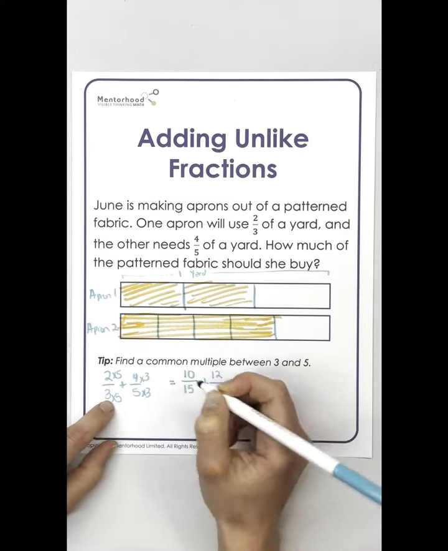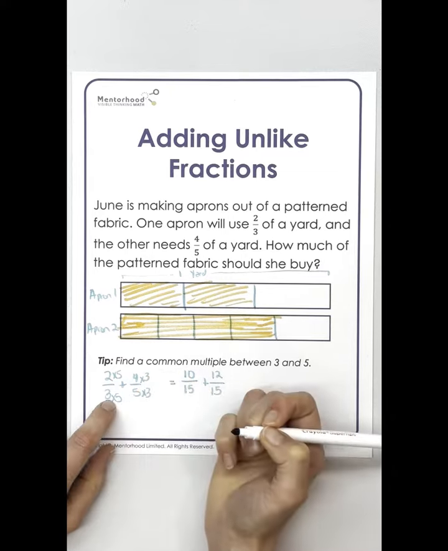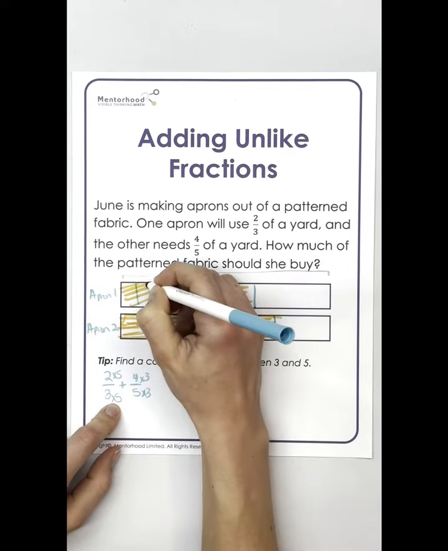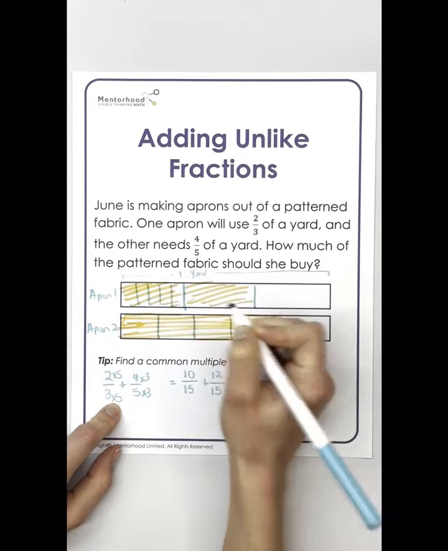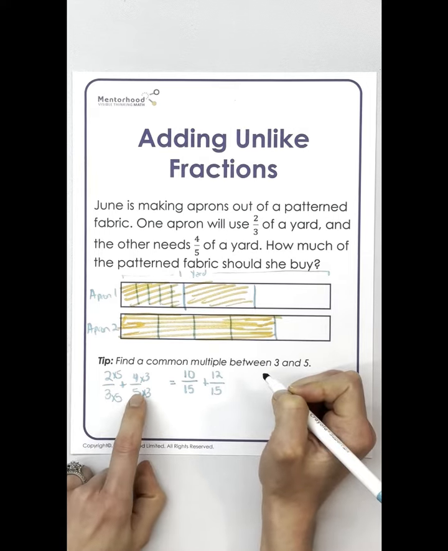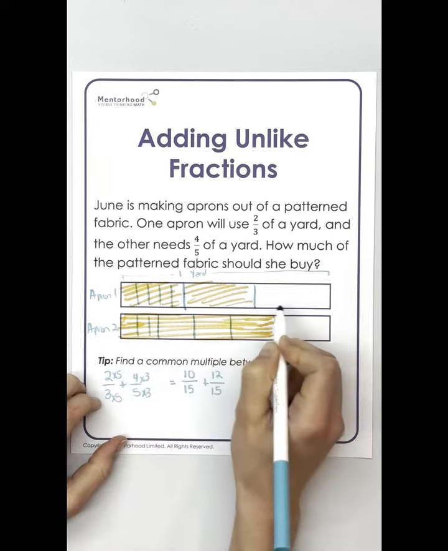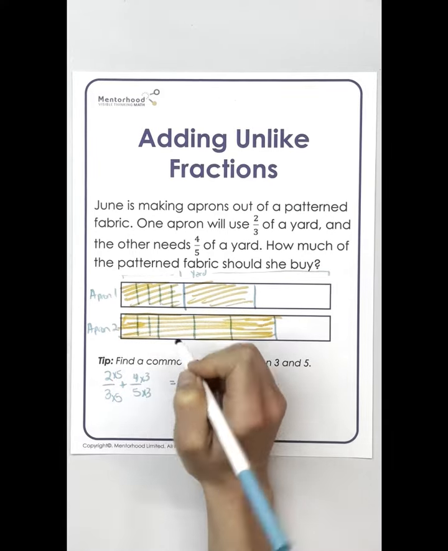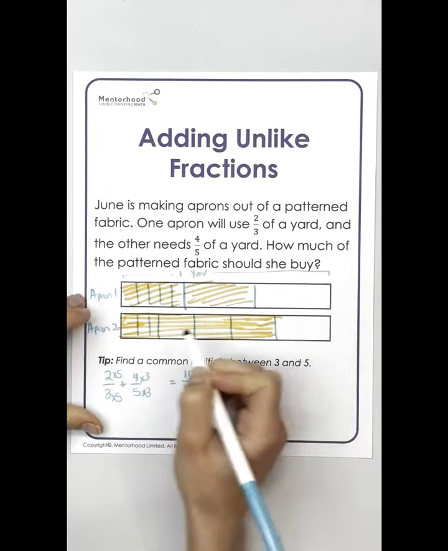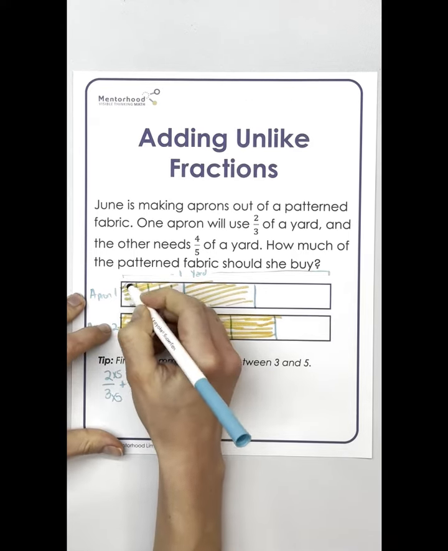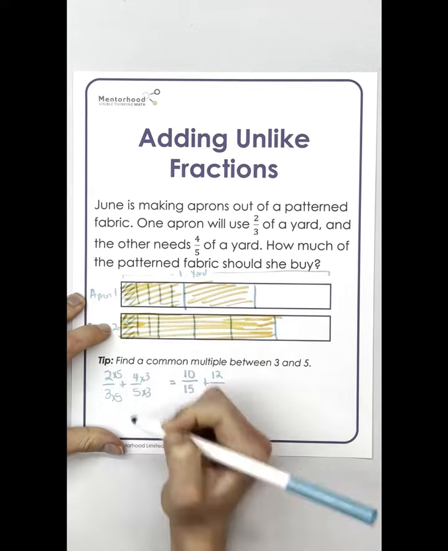What that means is, for every one of my thirds, in 2 over 3, I split it into 5 sections. So I went 1, 2, 3, 4, 5 for each one of these. Now for this one, for every one of my fifths, I split it into 3. So 1, 2, 3. I did that for all of them, not just the first one, of course. That gives me a total of 15 sections here and 15 sections here, which means these are going to be the same size now. I have a whole bunch of 15ths.